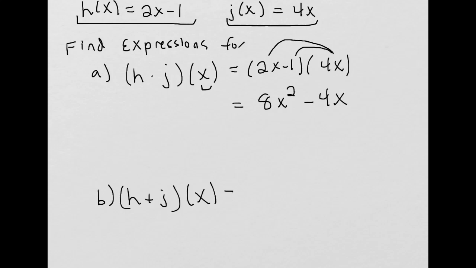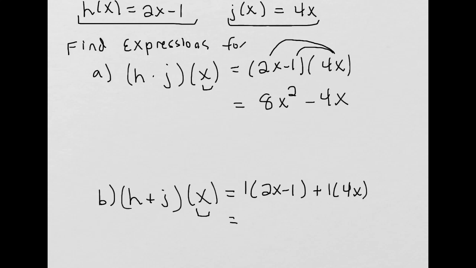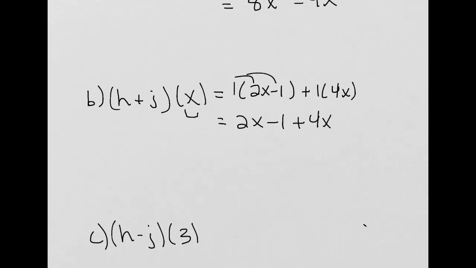So the second one, I've got h plus j of x. So again, I'm leaving x as just x, so I'm going to take the whole h formula, which is 2x minus 1, plus the whole j formula, which is 4x. So now if I distribute and think of there as just being a 1 in front of this first group, and if I multiply the 1 by the 4x, what I'm left with is 2x minus 1 plus 4x. There I do have some like terms, so if I combine my like terms, I've got 2x plus 4x is 6x minus 1 would be my final answer.